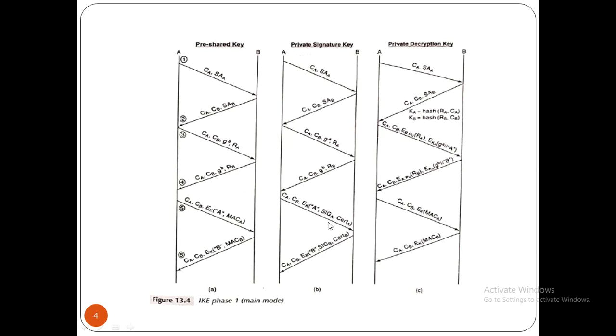This indicates the private signature key of A and private signature key of B. So these, in an encrypted manner, can be transmitted from A to B in the fifth message and B to A in the sixth message. That is the only difference. So now this is the second option, to use the IKE phase 1 in the main mode.